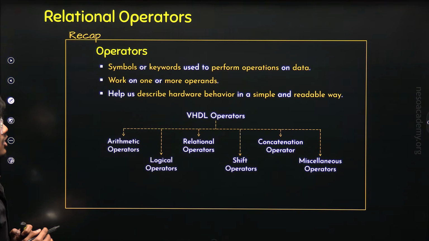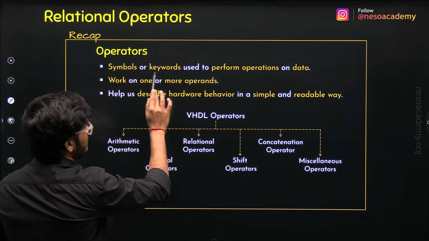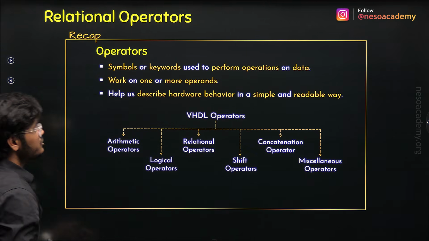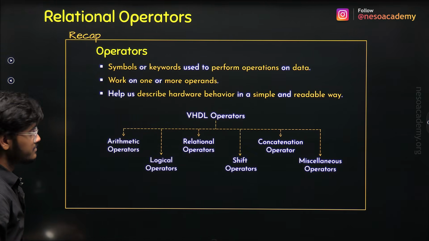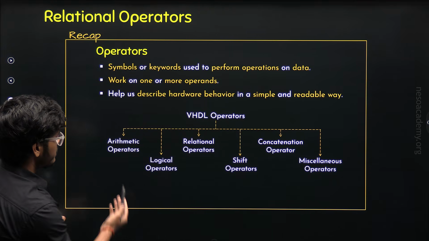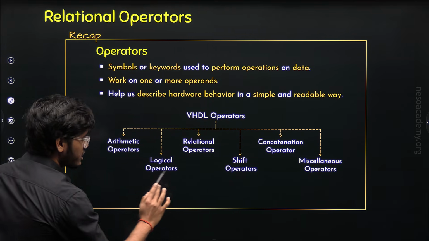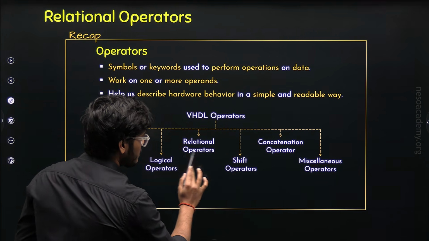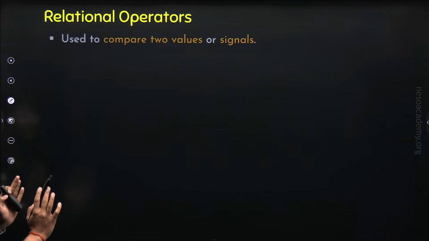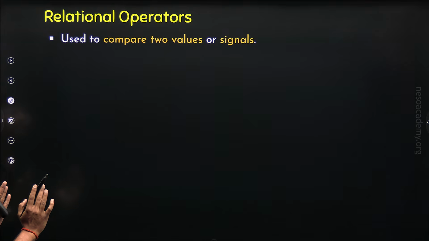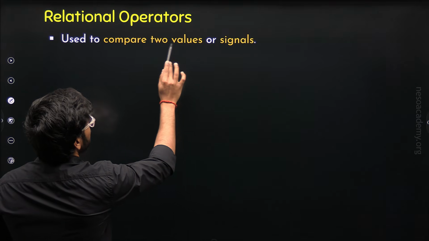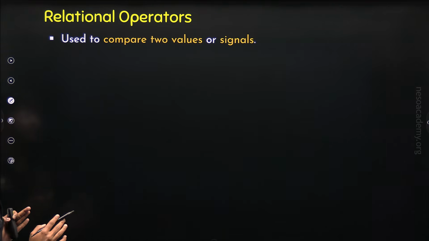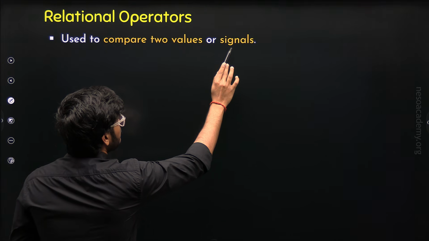Now, we all know what are operators. Operators are symbols or keywords used to perform operations on data values. And in VHDL, there are 6 main VHDL operators, out of which we have already understood arithmetic operators and logical operators. Now, in this lecture, we will understand all types of relational operators. Relational operators are used to compare two values or signals. That is, with the help of relational operators, we can compare two values or two signals.